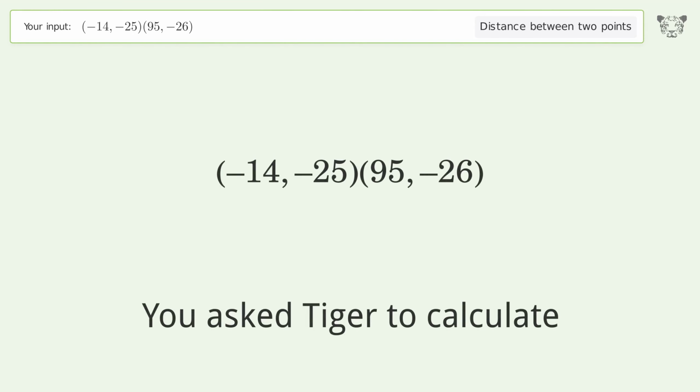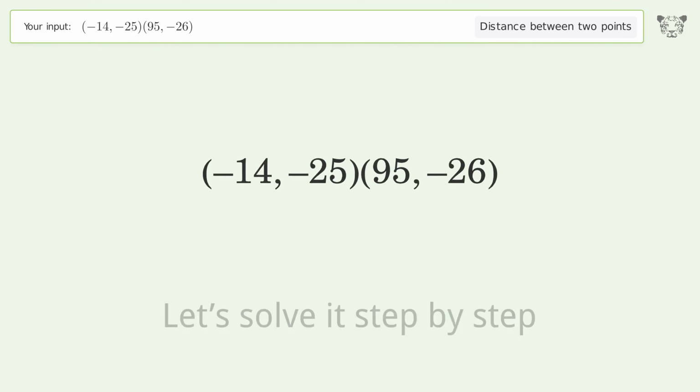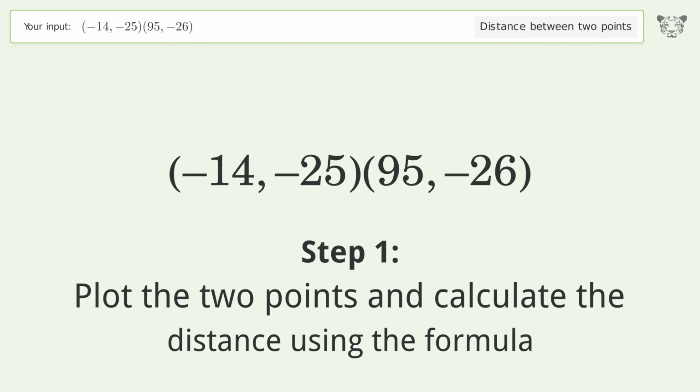You ask Tiger to calculate. This deals with the distance between 2 points. The distance between the 2 points is the square root of 11,882, or 109.005. Let's solve it step by step. Plot the 2 points and calculate the distance using the formula.